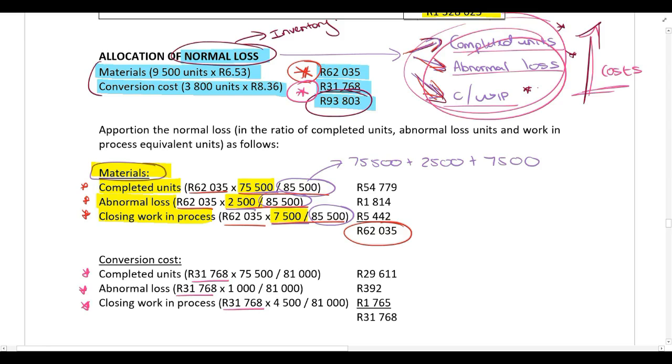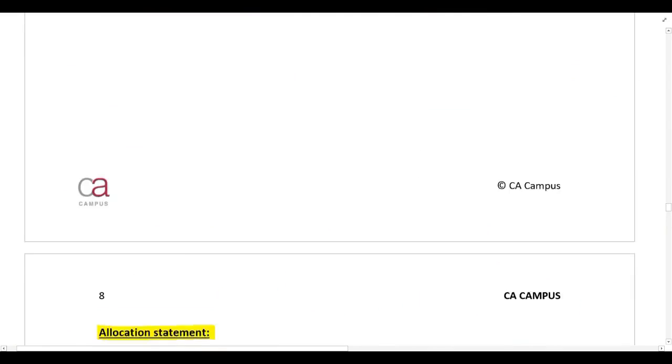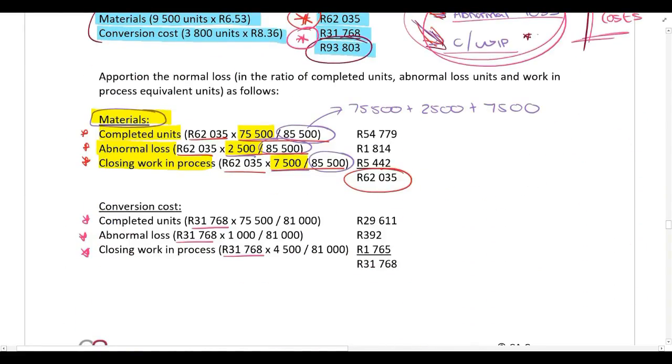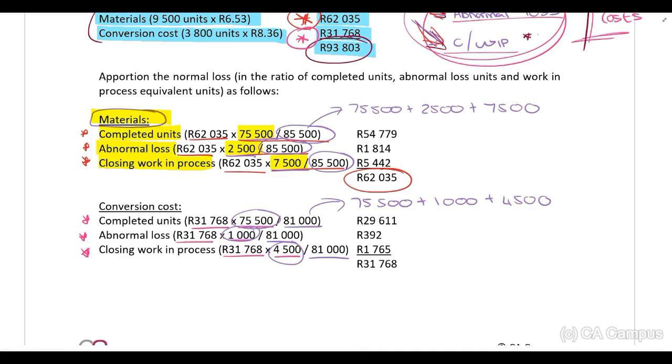And I need to apportion that between my completed units, my abnormal loss, and my closing work in process. And I do the apportionment based on the number of units. So if I go back, here are my units: 75,500, 1,000, and 4,500. What is the total of those three? It gives me a total of 81,000. So how do I apportion this cost between the three different categories? I split it based on the units, and that is what gets allocated to each category.